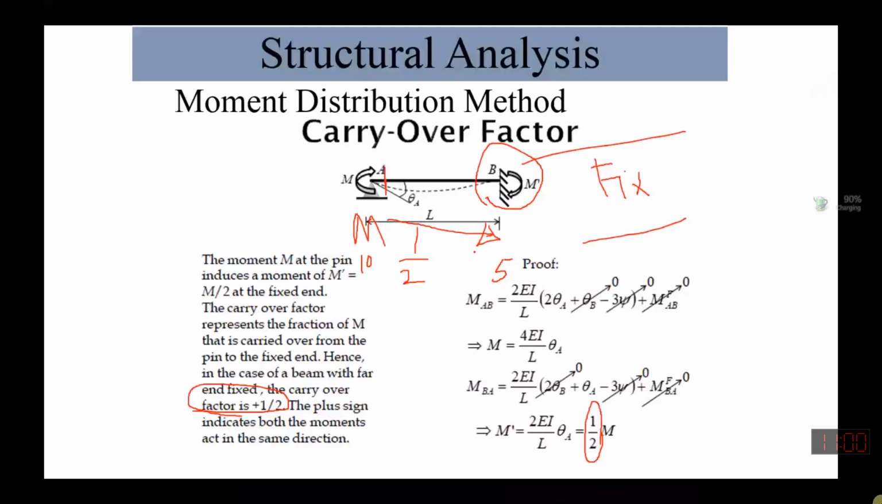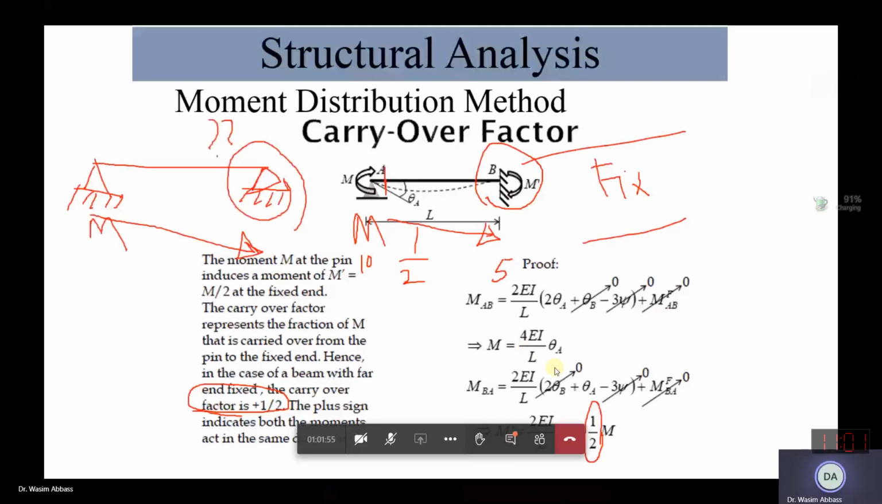Okay. So if I ask you, let's say this is the case: this is a hinge on one side, and this is also a hinge on the other side. How much moment will be carried over from one end of the beam to the other end in this case? Can anybody tell me? सेम होगा.